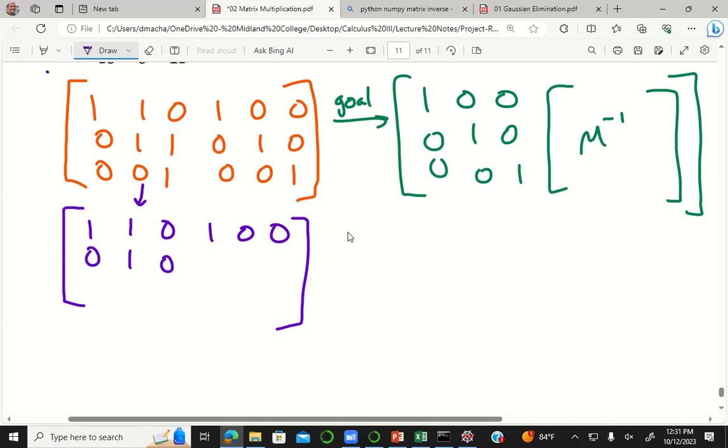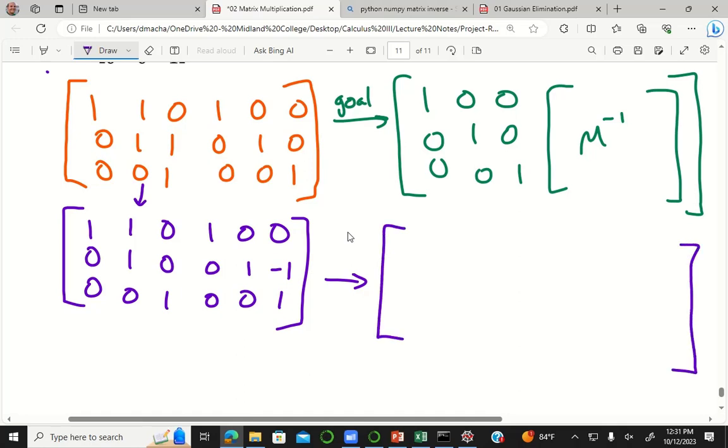So 1 minus 1 is 0. 0 minus 0 is 0. 1 minus 0 is 0. 0 minus 1 is -1. Okay. Third row remains the same. And now, to get my desired inverse matrix, I just have to take the first row and subtract the second row. Oops. 0 minus -1, that should actually be a positive one, right?